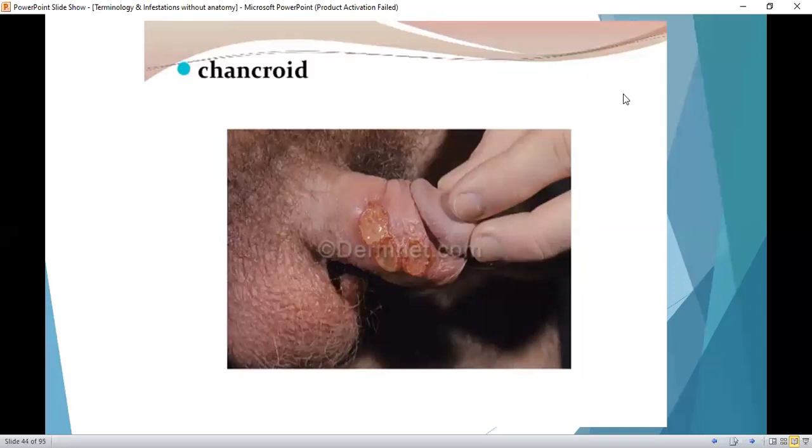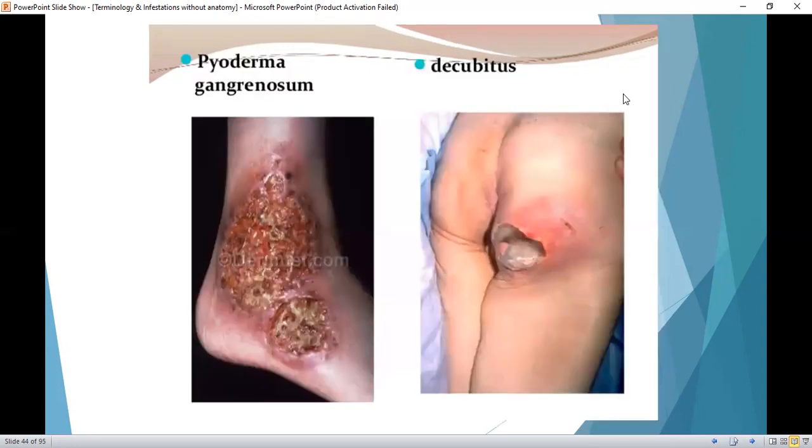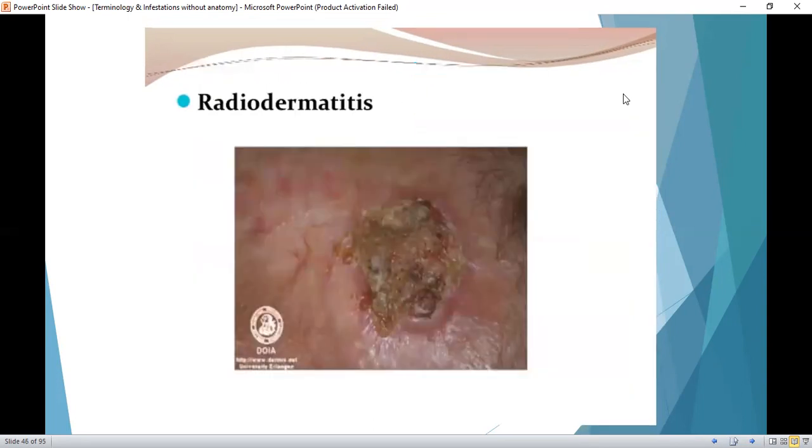Chancroid, it's a sexually transmitted disease. Just observe the type of the lesion here. Pyoderma gangrenosum, and then the decubitus or the bed sore ulcer. Radiodermatitis. Sometimes there is ulceration secondary to the radiation that is given after a malignancy.